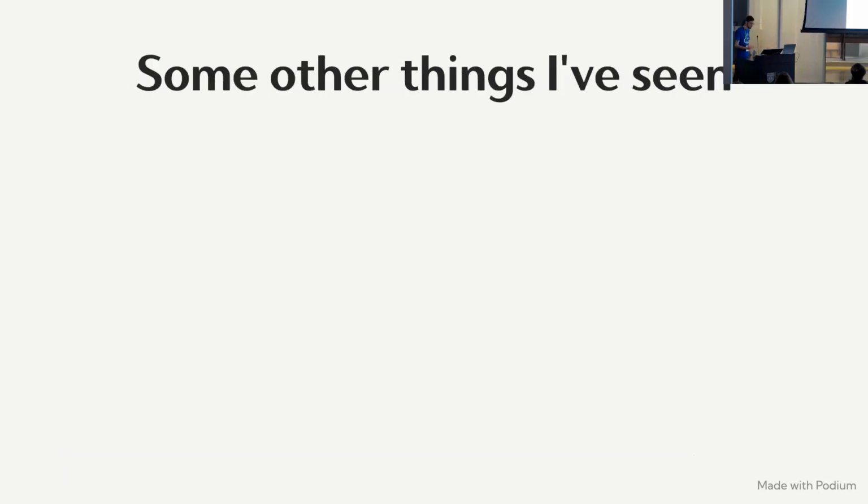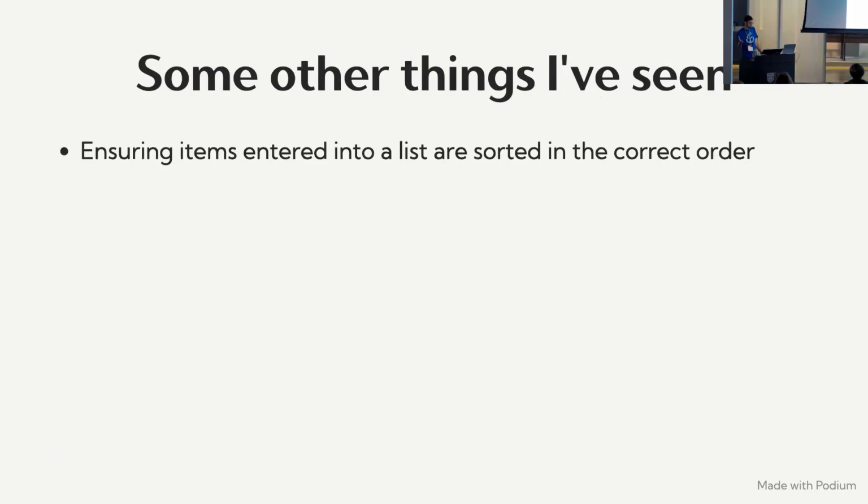I want to mention a few more ideas to wrap things up that I've seen in a while that might be of interest, but don't have time to demo. You might want to enforce a certain sort order when editors are putting items into a list. For example, we have a timeline page, and we want the items on that timeline page to be sorted chronologically.